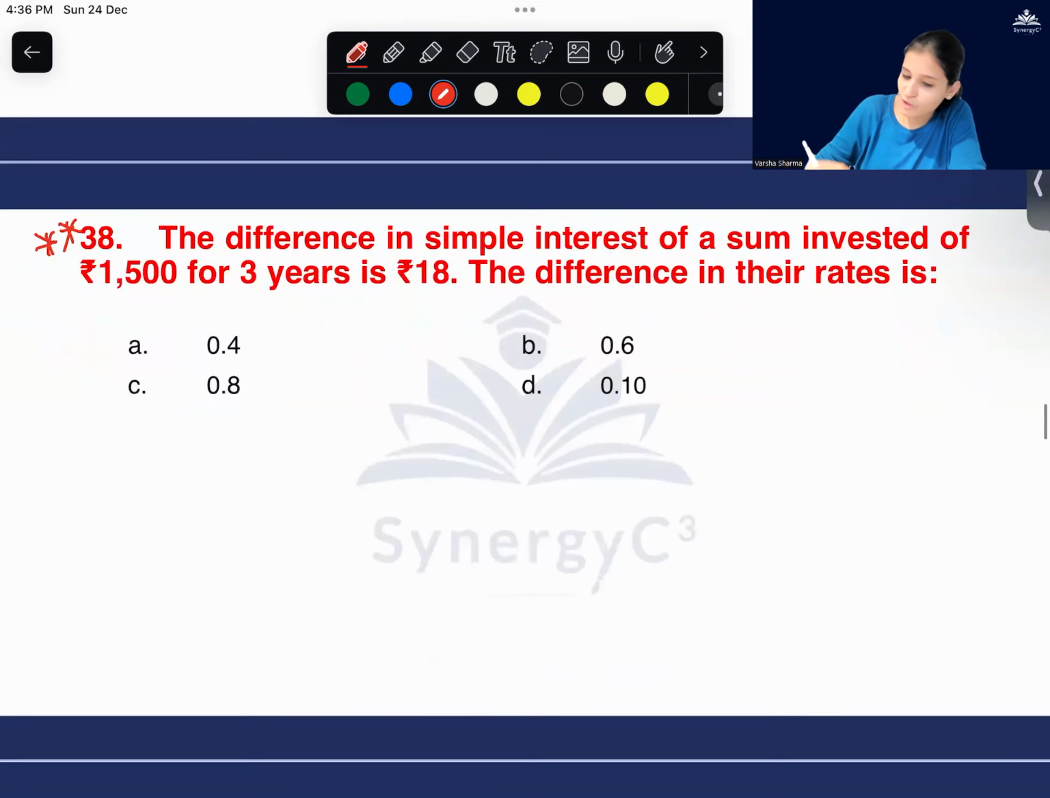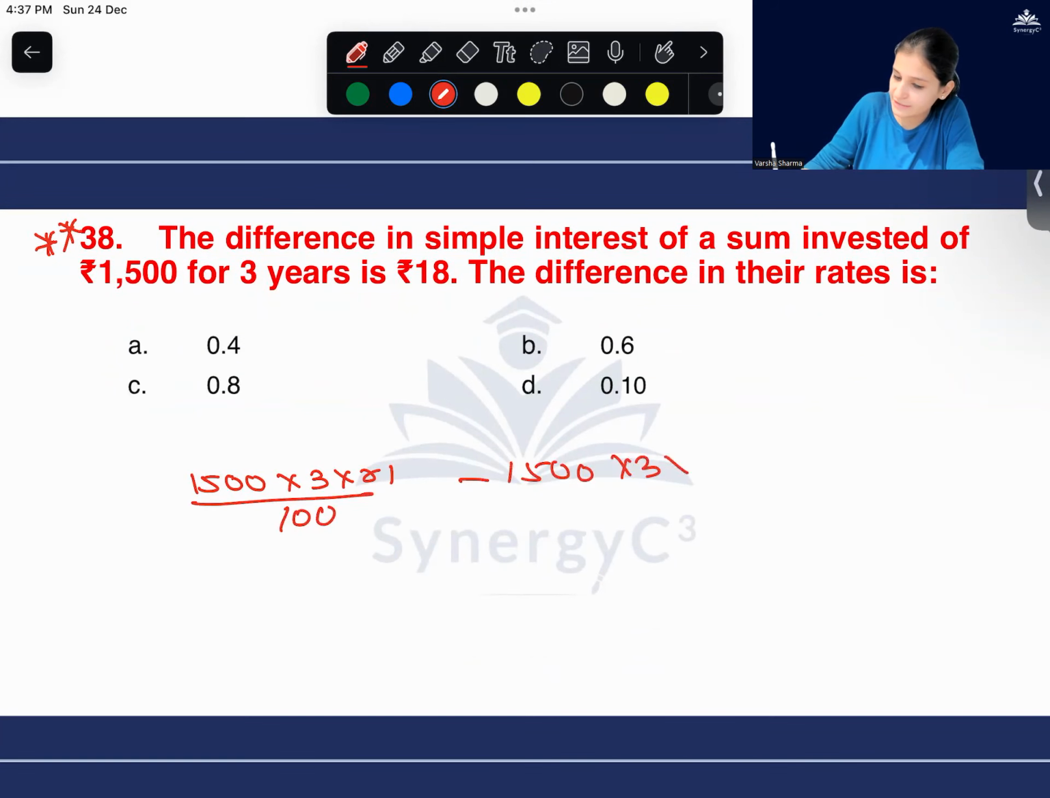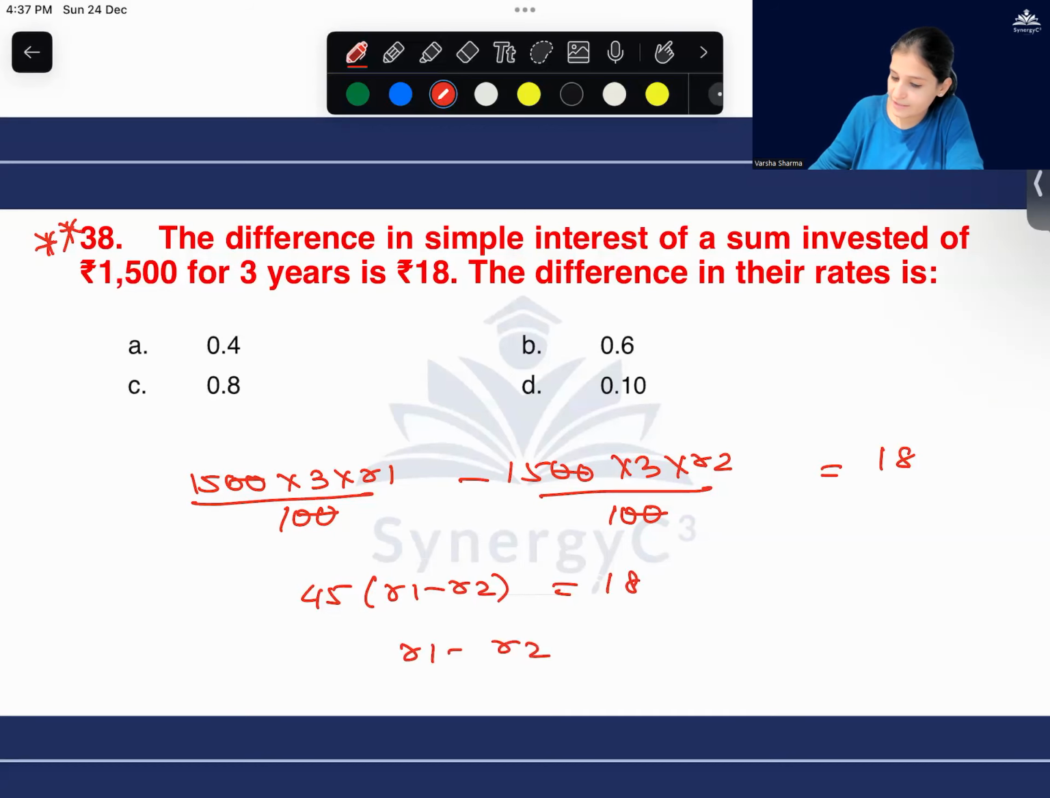Okay, first, I'm sure about the principal. 1500. Time 3 years. No clue about the rate. Again, 1500. Time is 3 years. Rate is different. The difference between the simple interest is 18 rupees. 45 common. R1 minus R2 is 18. R1 minus R2 is 18 by 45. 0.5.